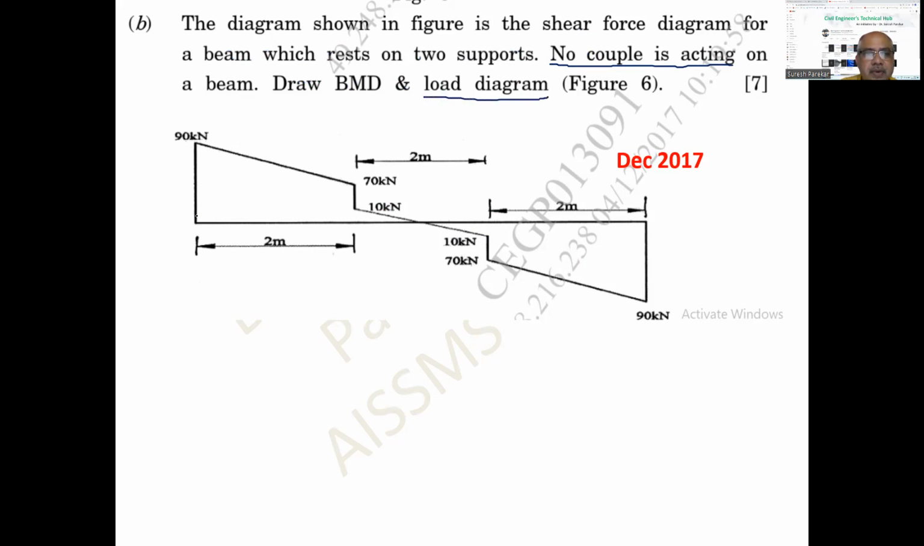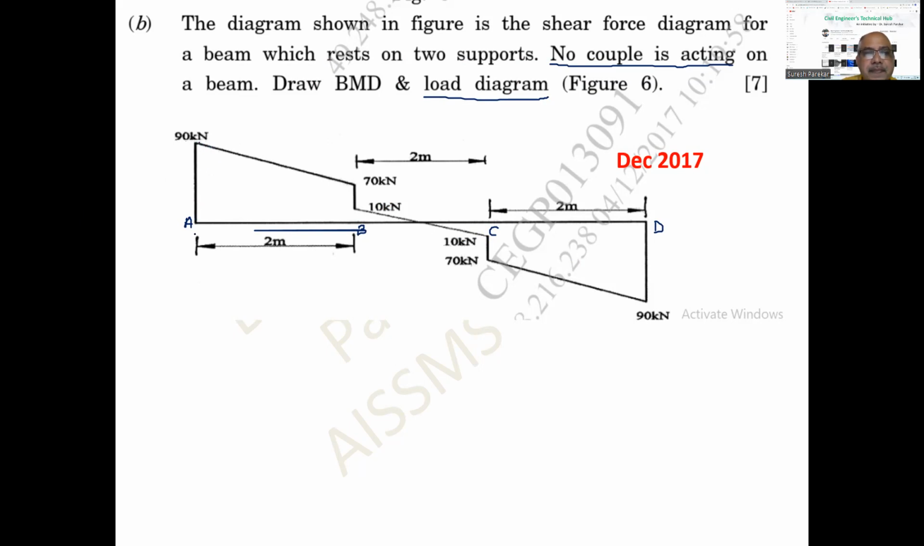So now we have to start. We have to give names. I will give this as A, then B, then C, and then D. Now at A, we have a vertical ordinate in SFD. That means we have a vertical load, so I can say this is vertically upward. So we have this as a reaction, and that is final minus initial.